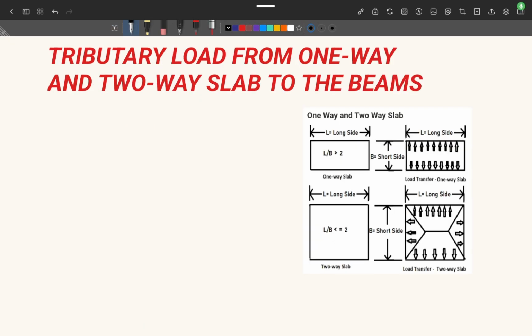In this video lecture, we will learn how to calculate the tributary load from one-way slab and two-way slab to the supporting beams. First of all, we should understand what is one-way slab and what is two-way slab.